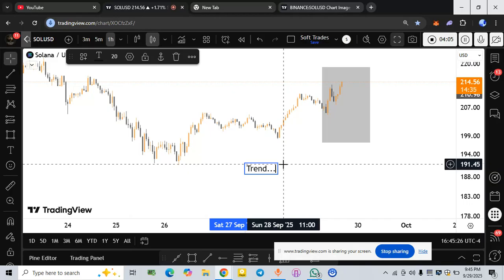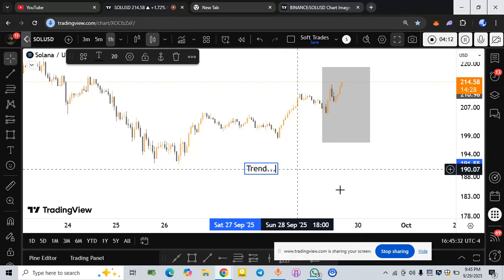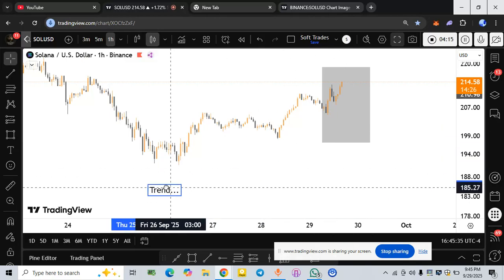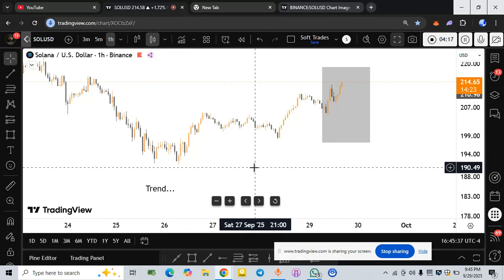So when you know the trend, that is when you know where the market is heading and if you should be buying or if you should be selling. And the trend you're going to be using depends on whether you are a day trader, a swing trader, or a scalper.